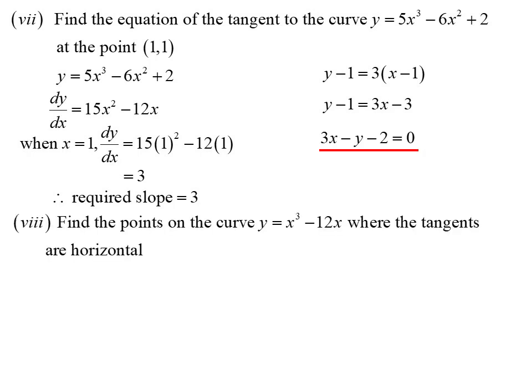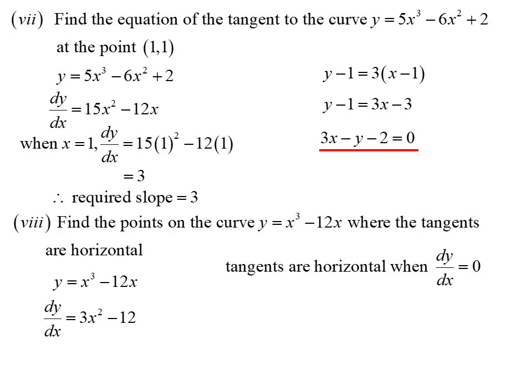Find the points on the curve where the tangents are horizontal. So what are they saying to me? The tangents are horizontal. There's the function. There's its derivative, 3x squared minus 12. Well, I know that when the tangents are horizontal, then that gradient function must equal 0, because horizontal lines have a slope of 0. In other words, this is what I have to solve. It's going to happen at 2 different x values, plus or minus 2.